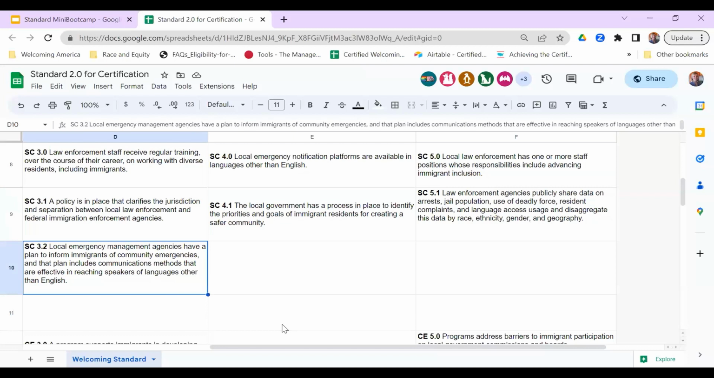And then the last one in 3-star, 3.2, is that local emergency management agencies have a plan to inform immigrants of community emergencies. And that plan includes the communications methods that are effective in reaching speakers of languages other than English. The plan should be written down and methods of communication should be known. I think what's really important here is this aspect of including methods of communication that are effective. And I'm still not signed up for my community's text alerts, right? So what are those ways that we have to communicate with all of our residents, and how do we know that those are effective methods? That's a really important piece here, and honestly a little difficult.